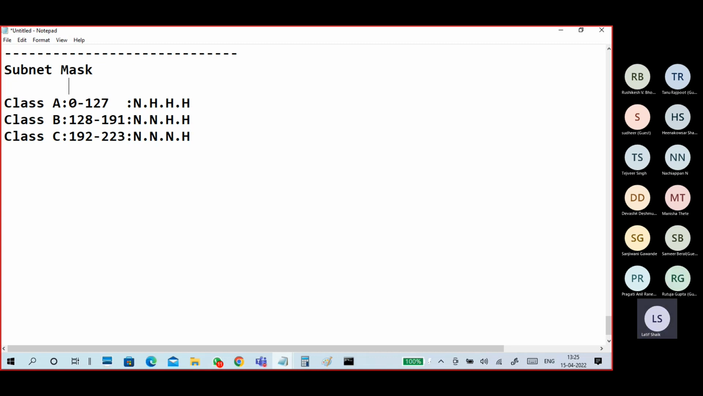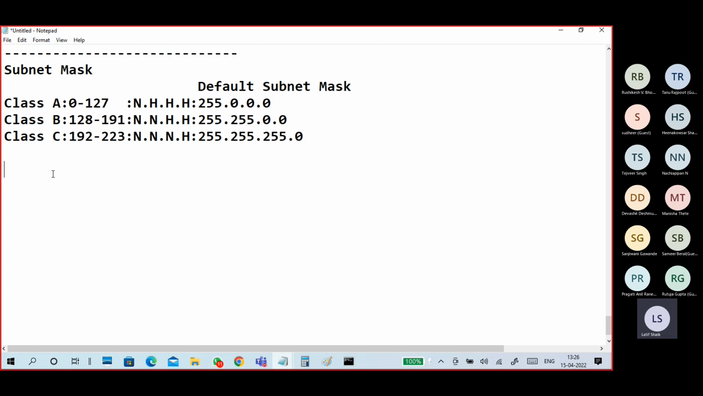So I'm here writing the default subnet mask. Whenever you assign an IP address, it takes the IP address's default subnet mask. Very simple to remember: where the network portion is, you will get 255. The remaining is zeros. The network portion is represented in binary ones. That's why where the network portion is, take 255 there only.